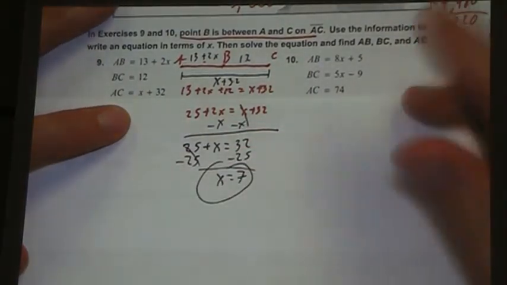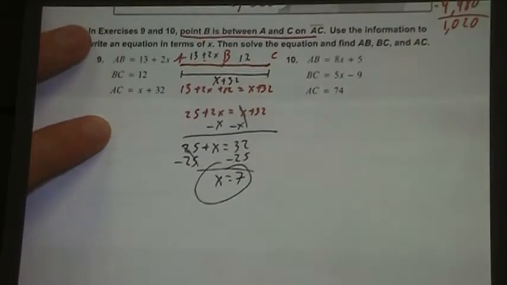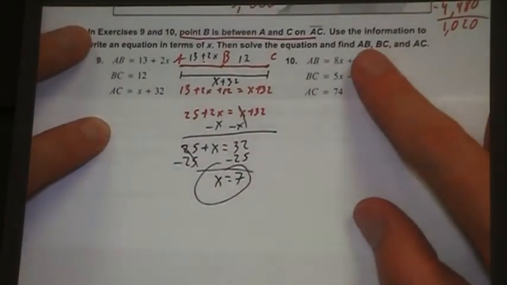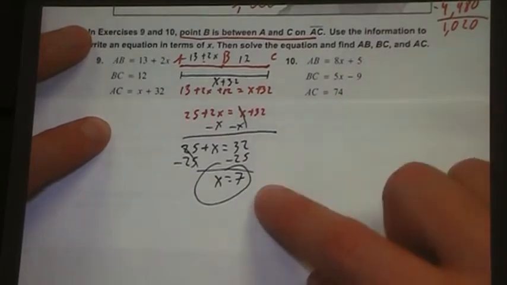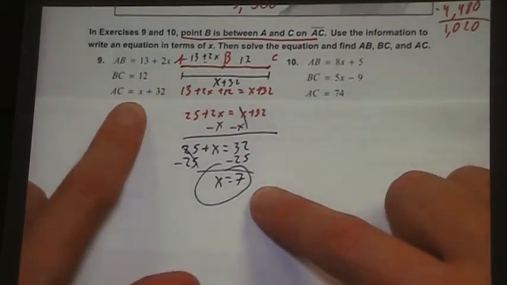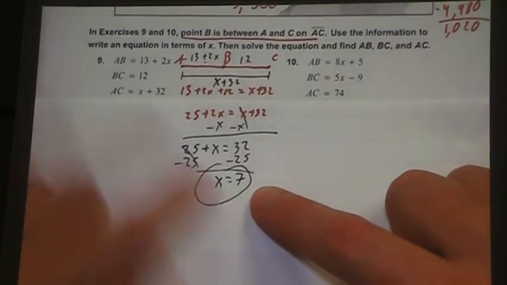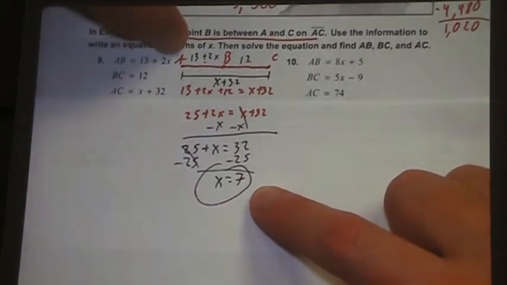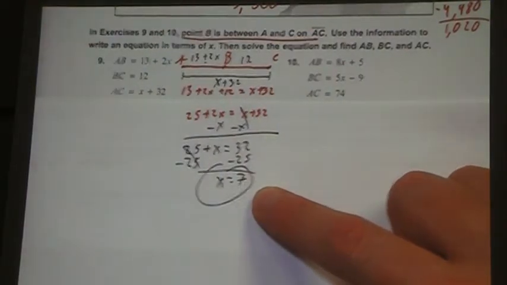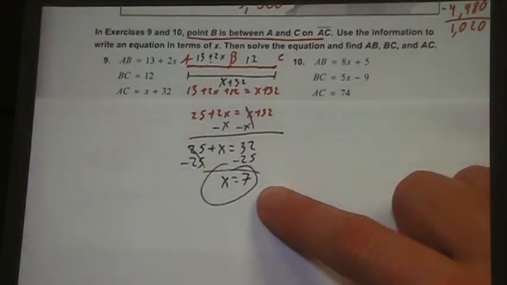So x equals 7. Now technically, we wouldn't be finished because the problem wants us to find AB, BC, and AC. So you take your 7 and you plug it into AC, and 7 plus 32 is 39. And then you plug it in there: 2 times 7 is 14, plus 13 is 27. BC is already 12, we don't need that.